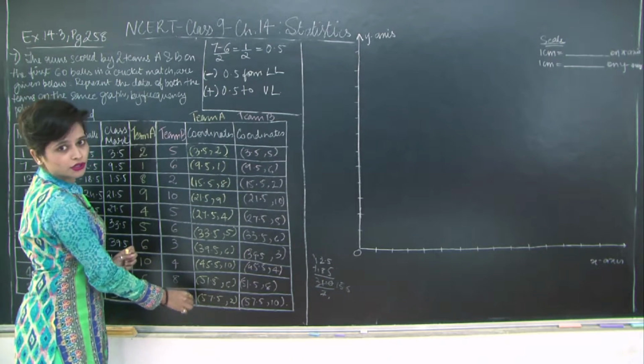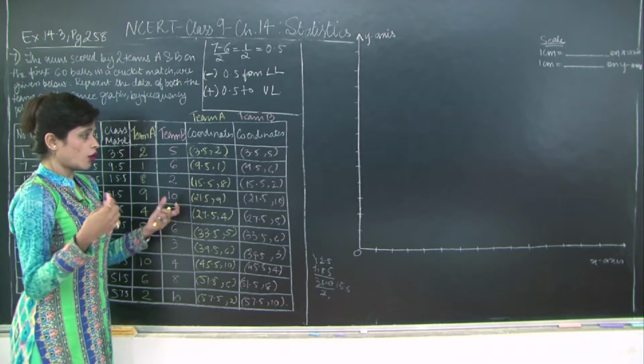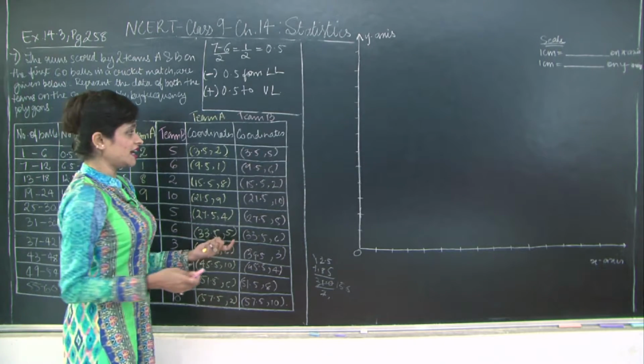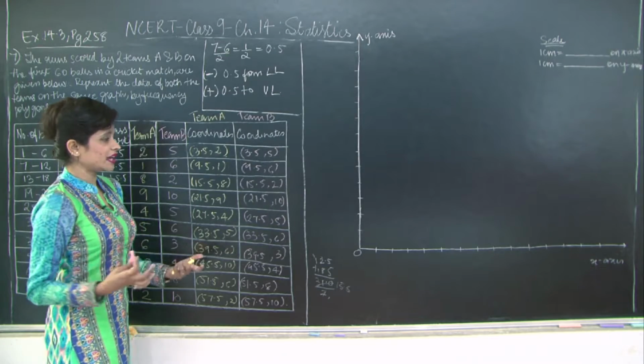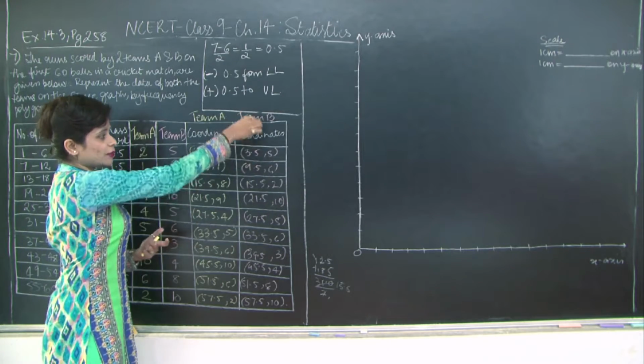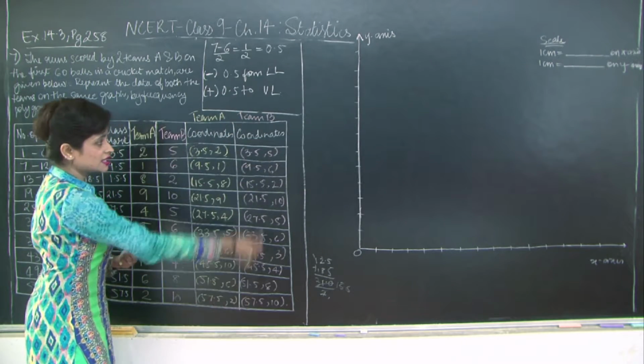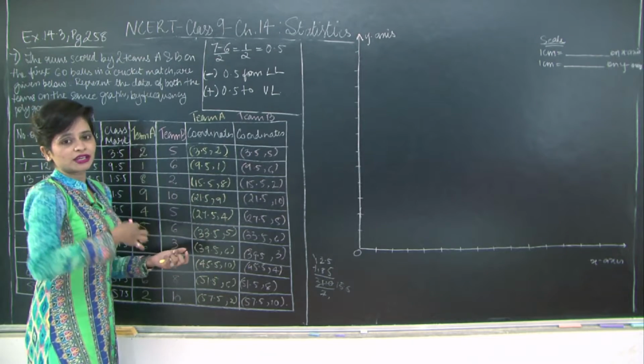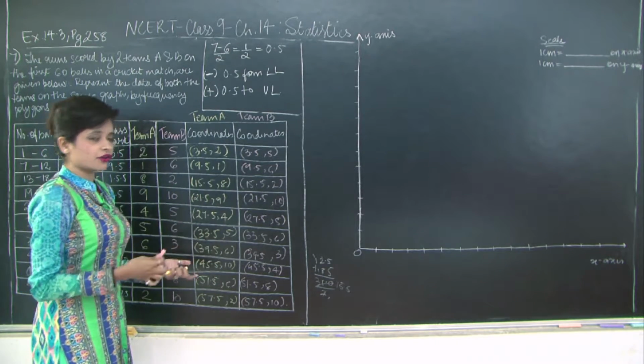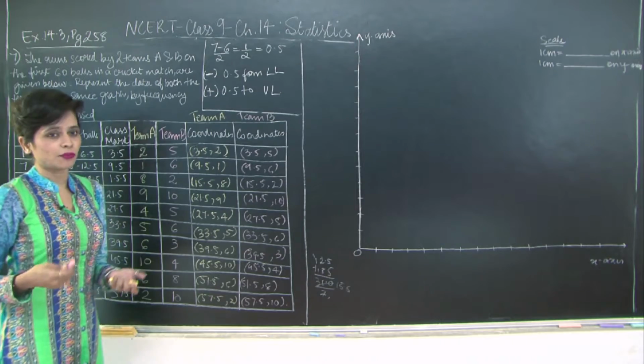So now we are going to plot these coordinates. I am going to plot these in a yellow colored chalk because that is going to give me the frequency polygon of team A, that is the runs scored by team A in the first 60 balls, and I am going to plot the team B coordinates with a red chalk. That would give me the frequency polygon of the runs scored by team B in the first 60 balls.